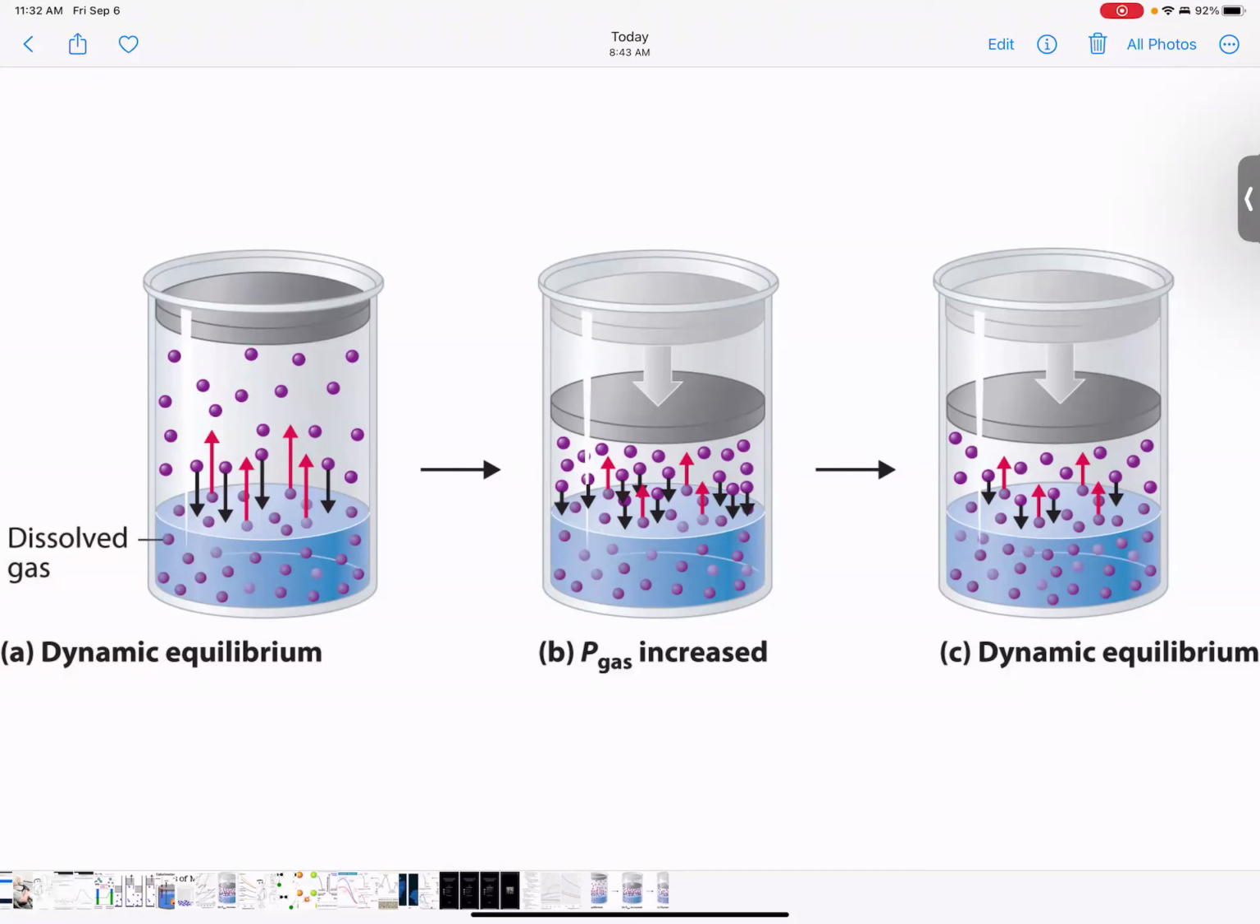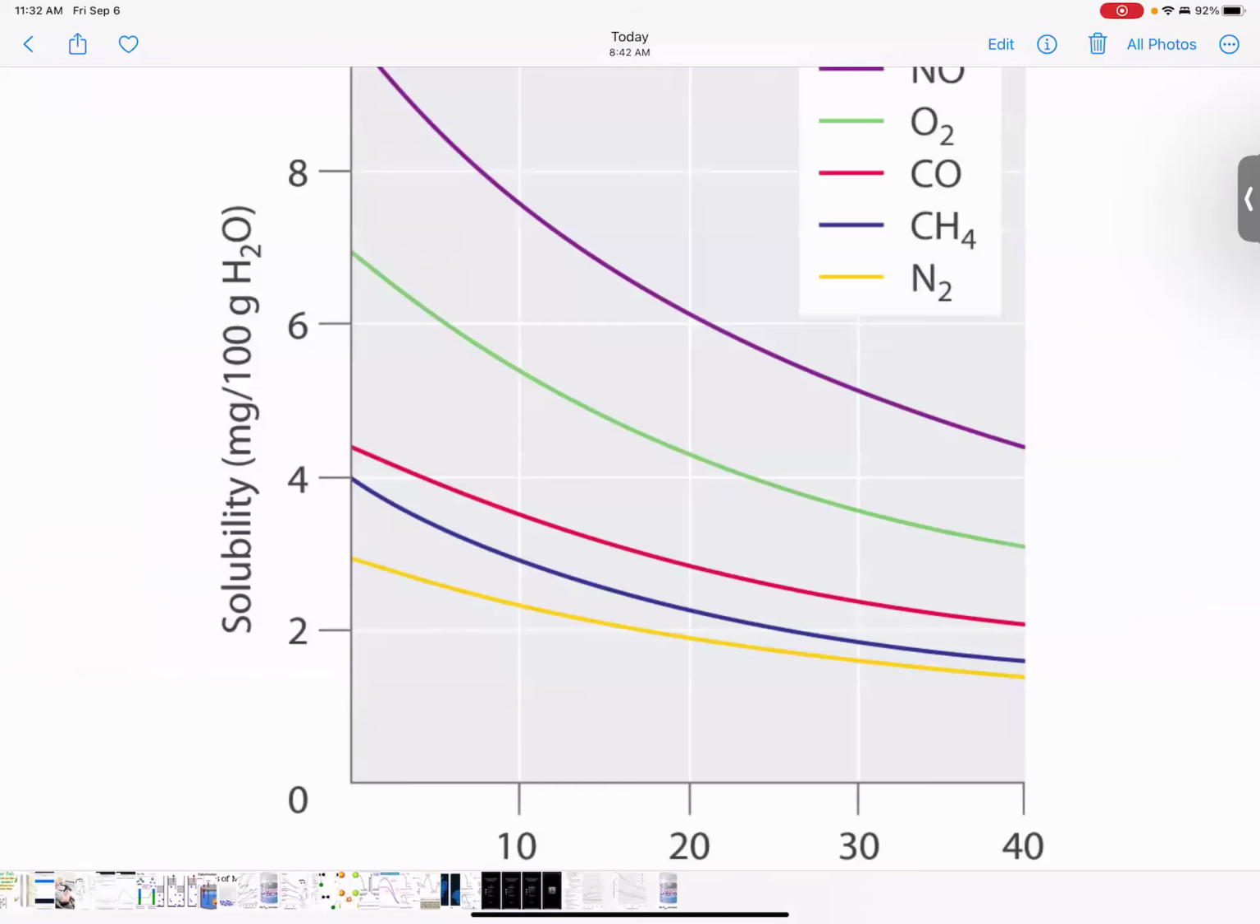Okay, so with respect to gases, we can affect the concentration two different ways. We can affect it with pressure. The higher the pressure, the higher the solubility. But we can also affect the amount of gas using temperature. This graph shows what happens, but I want you to think about another scenario.